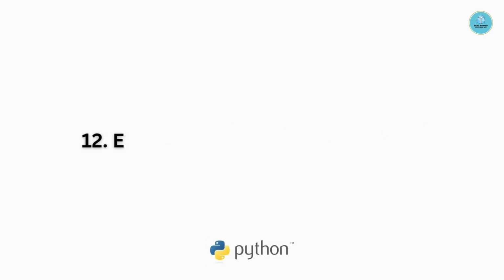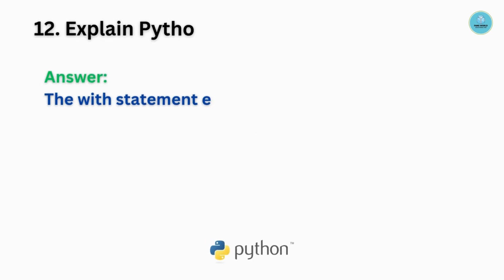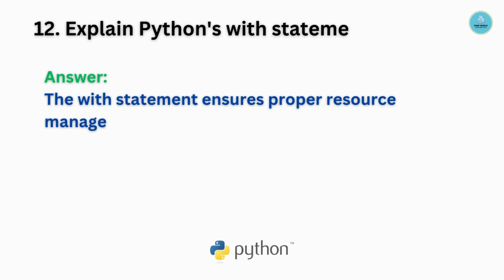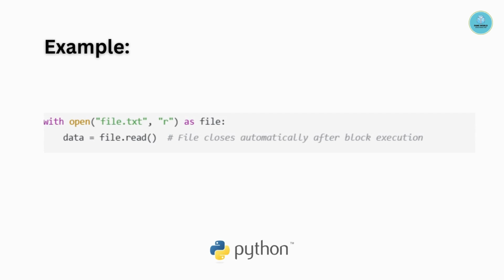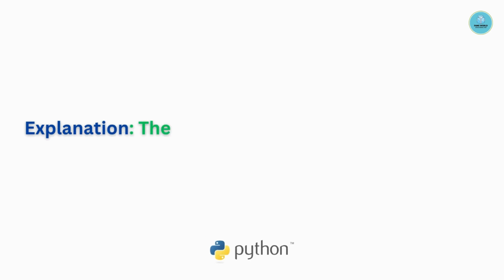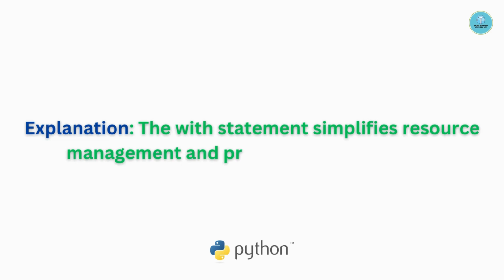Question 12. Explain Python's with statement. The with statement ensures proper resource management such as closing files automatically after use. The example is as follows. The with statement simplifies resource management and prevents resource leaks.